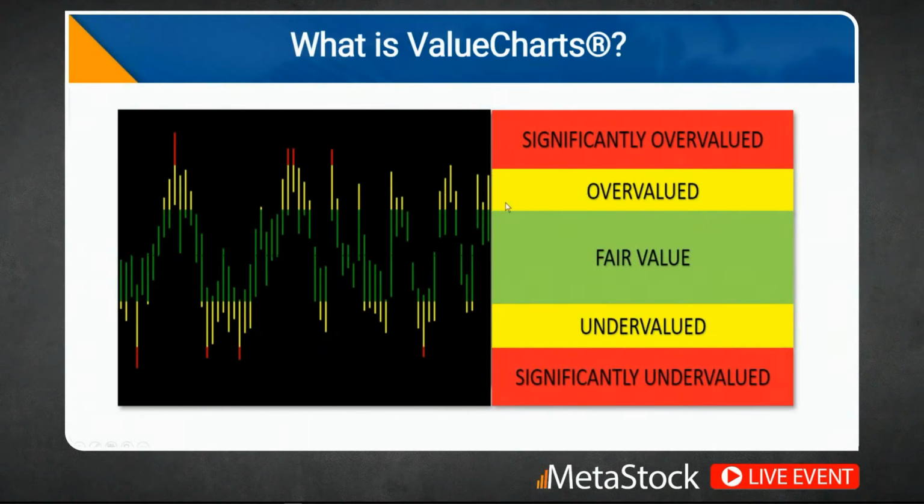Then we have a yellow band here. You can see we have significantly overvalued in the red, moderately overvalued in the yellow, fair valued here, and then we have undervalued in yellow, and again, significantly undervalued in red. So you can see in the middle is green, that's where the fair value is. And when we exceed certain levels, that's when we get overvalued or really overvalued, or down here, undervalued or really undervalued. We call it, instead of really, we use the technical term significantly.